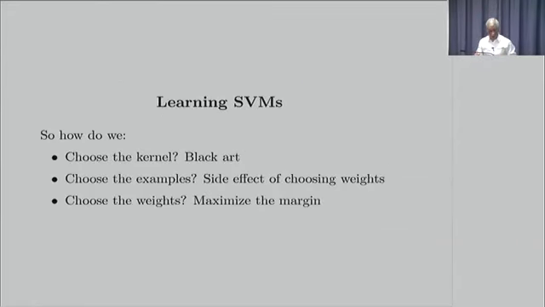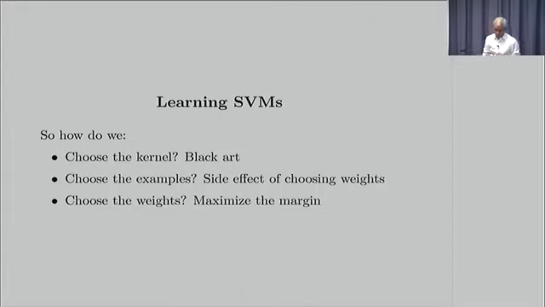Okay, I think this is a good place to take a break. Here's what we're going to do after the break. As usual, the first thing we did was we studied the representation. Now we know what an SVM is, but the next question was all about how do we learn it. And here's the answer in 3 parts. There's 3 things. Remember, there's the kernel, there's the examples, and there's the weights.